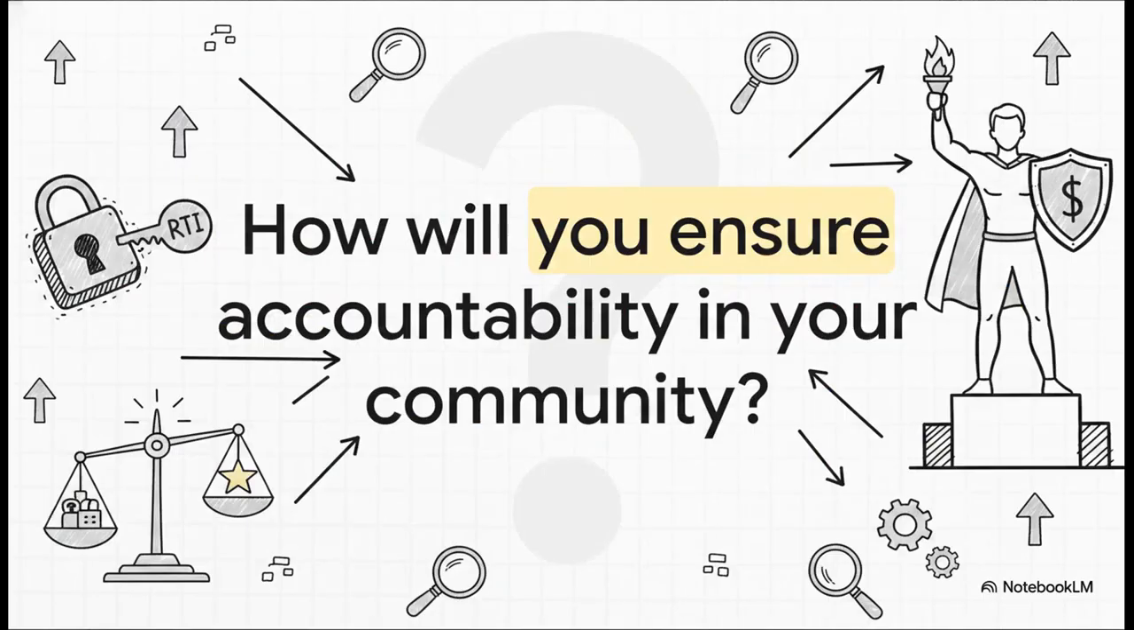We've unpacked the anatomy of corruption, diagnosed the root causes, and gone through the blueprints designed to fight it. You know, the power of the Lokpal, the Prevention of Corruption Act, and the RTI. So I'll leave you with this. Armed with this knowledge, how are you going to step up and use these exact tools to hold the system accountable in your own community? Think about it. Thanks for tuning into this explainer, and keep asking the right questions.